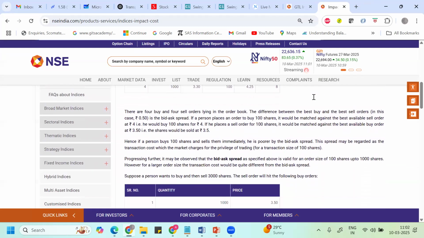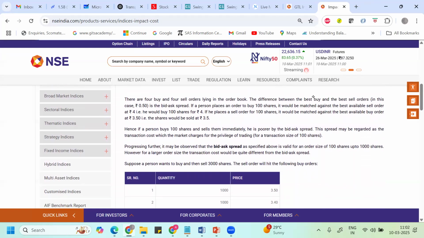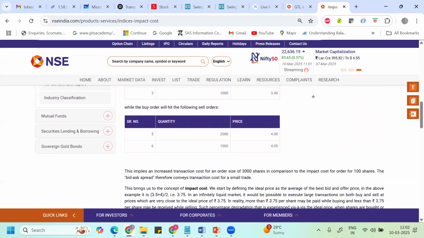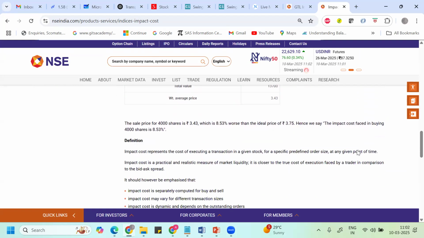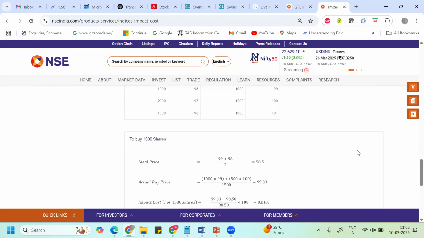Here I have explained what the bid ask spread is. When you're looking at the market, you have the buying price and the selling price, and to calculate the additional price the buyer and seller have to pay whenever they're trading, we use something called impact cost. The ideal price I've already defined as the average of bid and ask. You may not be able to trade at the ideal price, so what you're paying above it is the impact cost.